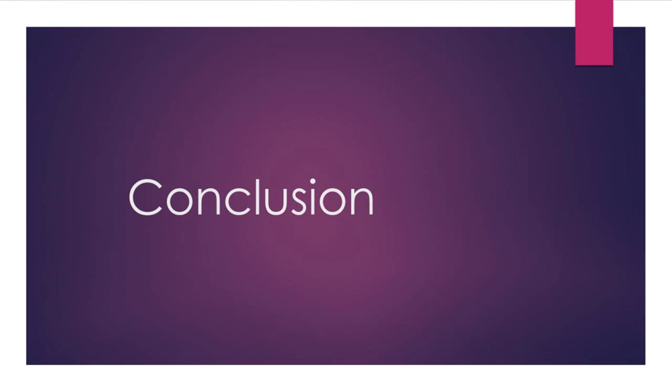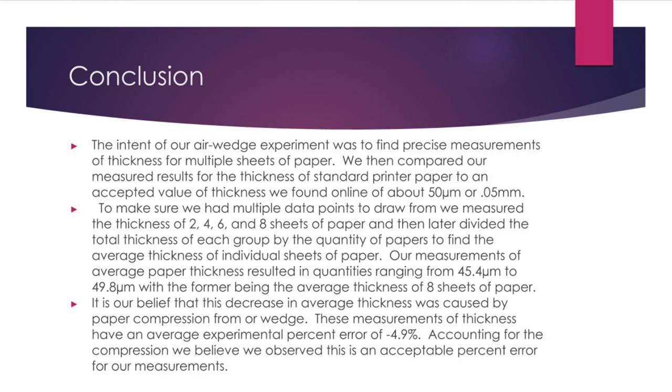The intent of our Air-Wedge experiment was to find precise measurements of thicknesses for multiple sheets of paper. We then compared our measured results for the thickness of standard printer paper to an accepted value of thickness we found online of about 50 micrometers. To make sure we had multiple data points to draw from, we measured the thickness of 2, 4, 6, and 8 sheets of paper, and then later divided the total thickness of each group by the quantity of papers to find the average thickness of individual sheets of paper.